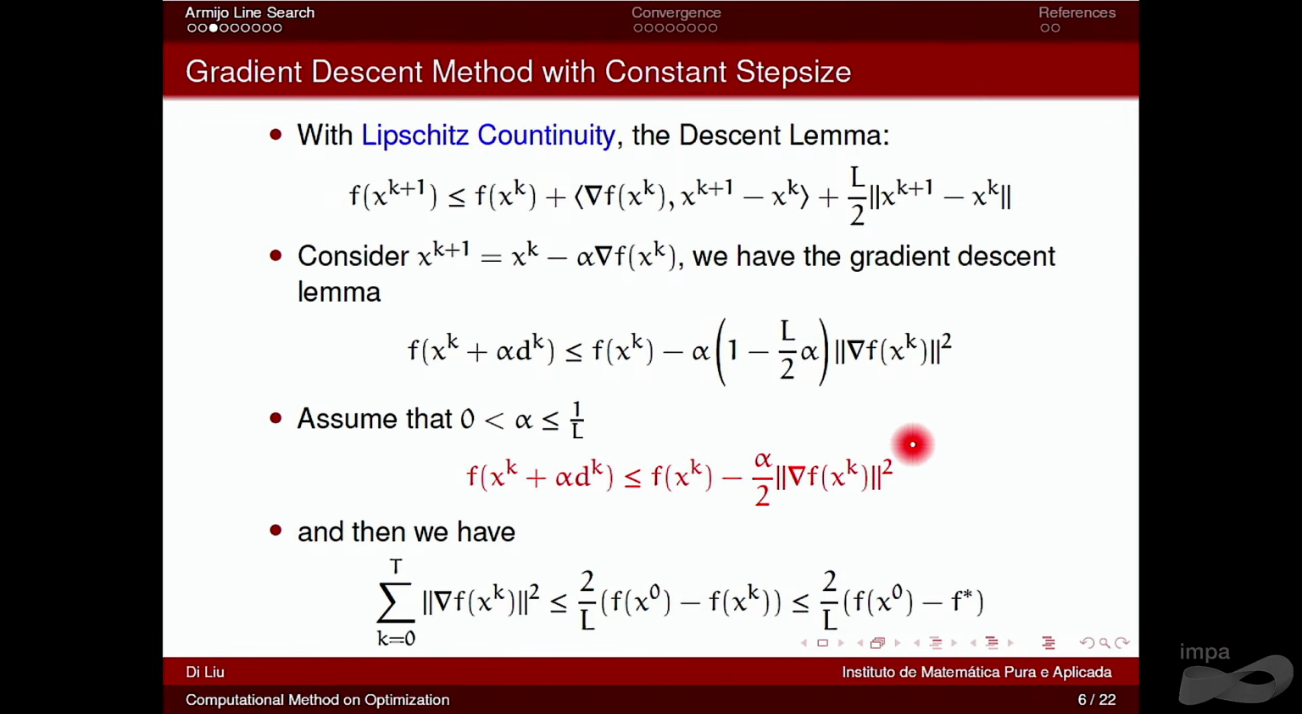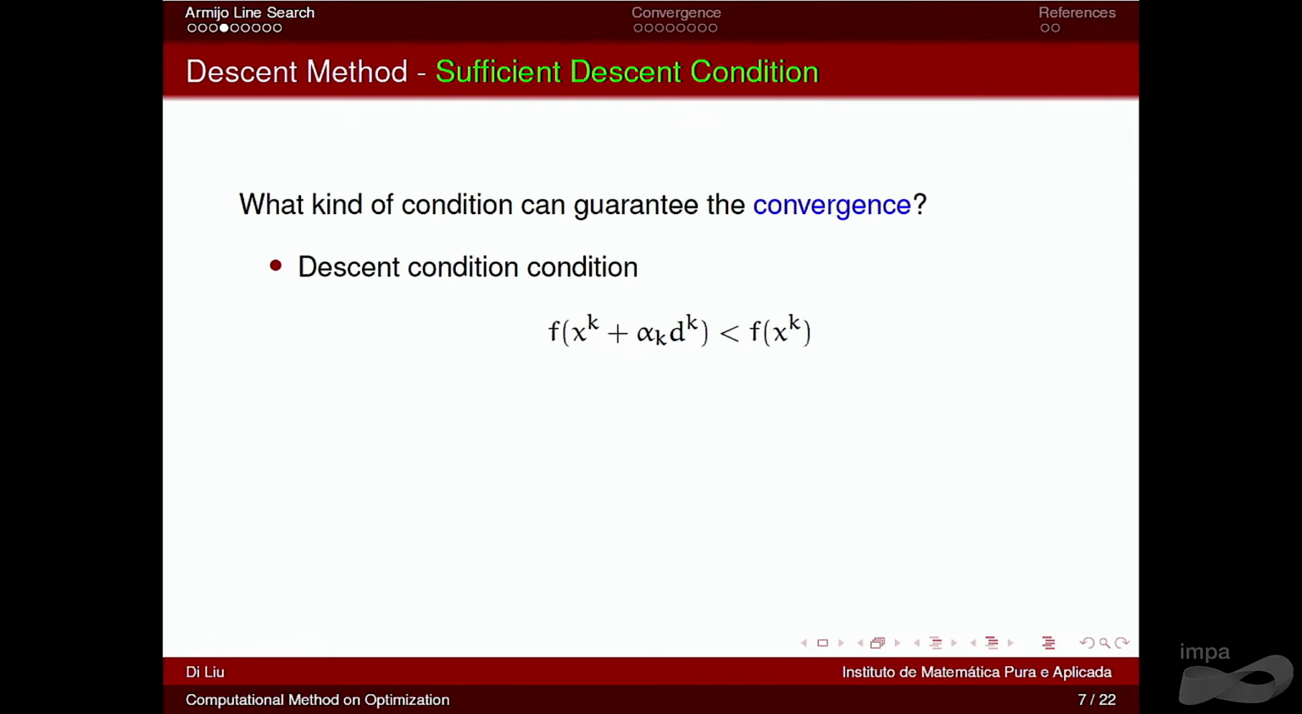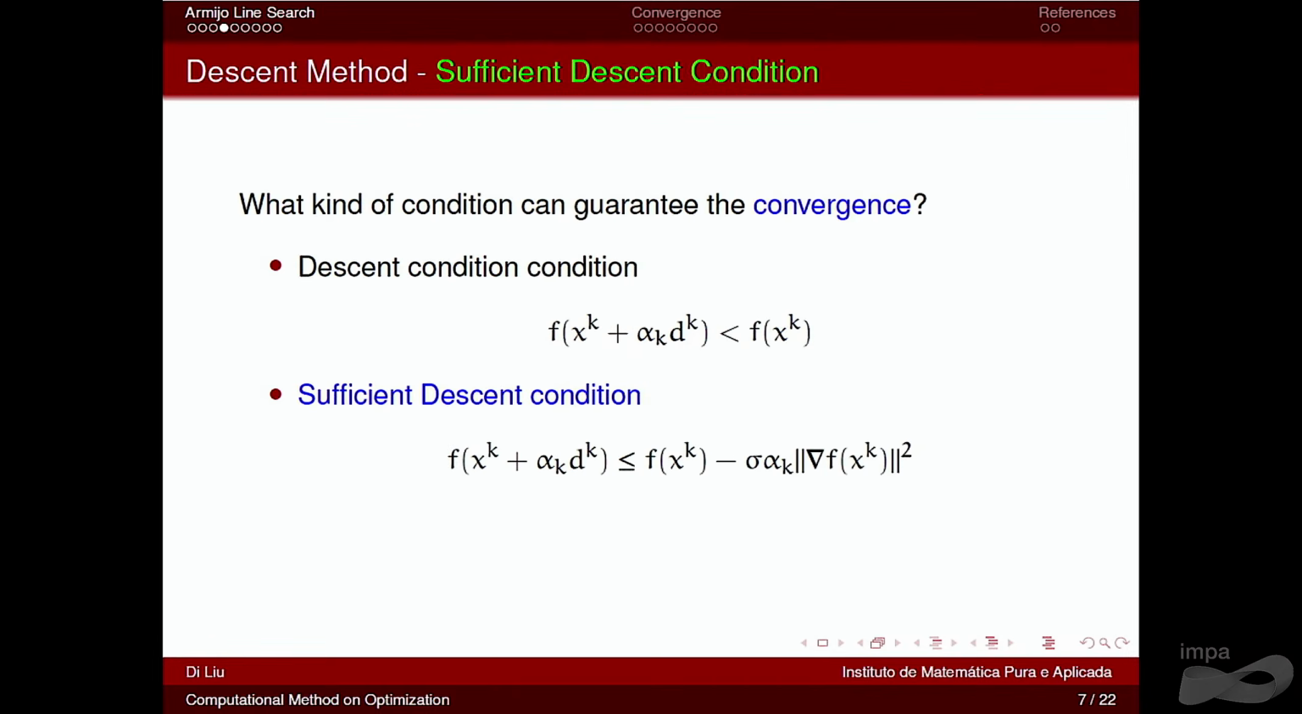This is what we get for the constant step size, okay? With Lipschitz continuity, we have this. Instead of using 1/2, we give a constant sigma, where sigma is greater than 0 and less than 1, okay? And here we use alpha k because the step size may not be fixed in each iteration. So if we have this kind of similar inequality, we call it a sufficient descent condition, and perhaps we can have the convergence.